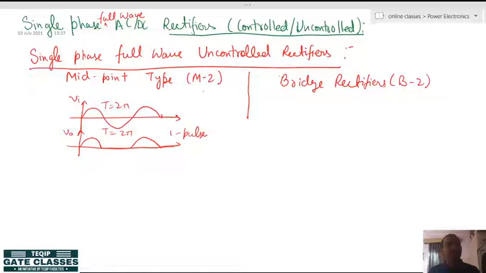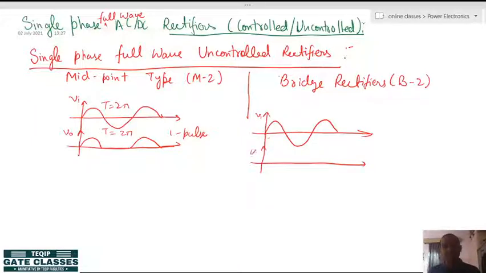But in the single phase full wave rectifier, for a single phase sine wave input, the output looks like this. In one input cycle, that is time period 2 pi, you get 2 output cycles. Here the time period is pi. So in one input cycle you get 2 output cycles, which is why it is called 2 pulse.